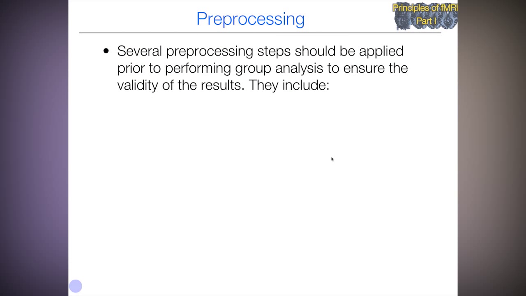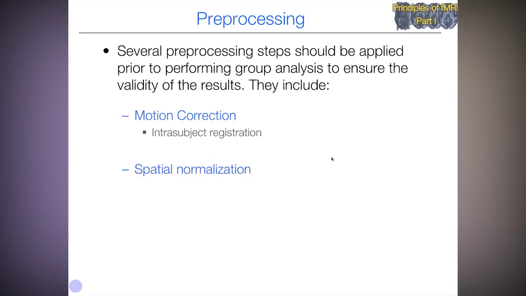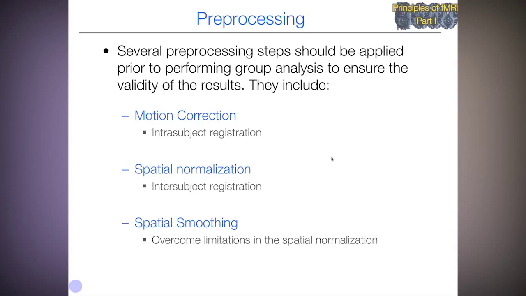Before performing a group analysis, we have to perform several pre-processing steps in order to ensure the validity of the results. These include motion correction, which is intra-subject registration, spatial normalization, which is inter-subject registration, and a bit of spatial smoothing to overcome limitations in the spatial normalization.